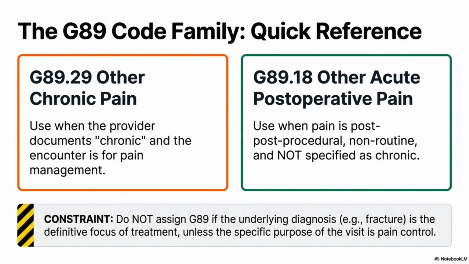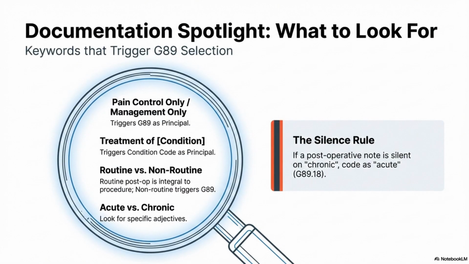for pain control. When reviewing documentation, look for keywords that guide your sequencing. Pain control only or pain management: G89 is assigned as the principal diagnosis. Treatment of the condition: the condition code is assigned as the principal diagnosis. Routine versus non-routine post-op pain. Acute versus chronic descriptors. And the silence rule: if postoperative pain is not labeled as chronic, code it as acute.